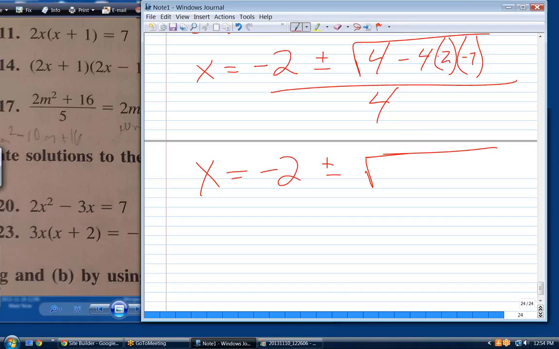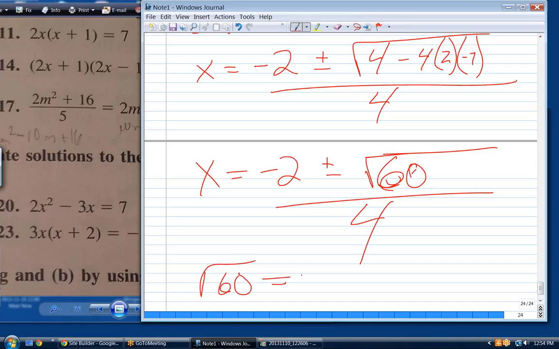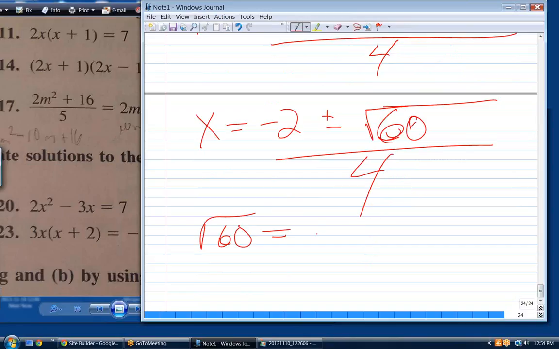No, you're right. Let's see, it's 4 times 7 is 28, times 2 is 56, plus 4. So it's 4 plus 56. Yeah. And root 60 becomes what? You could do square root of 4, and then square root of 15. Oh yeah, 15, sorry.